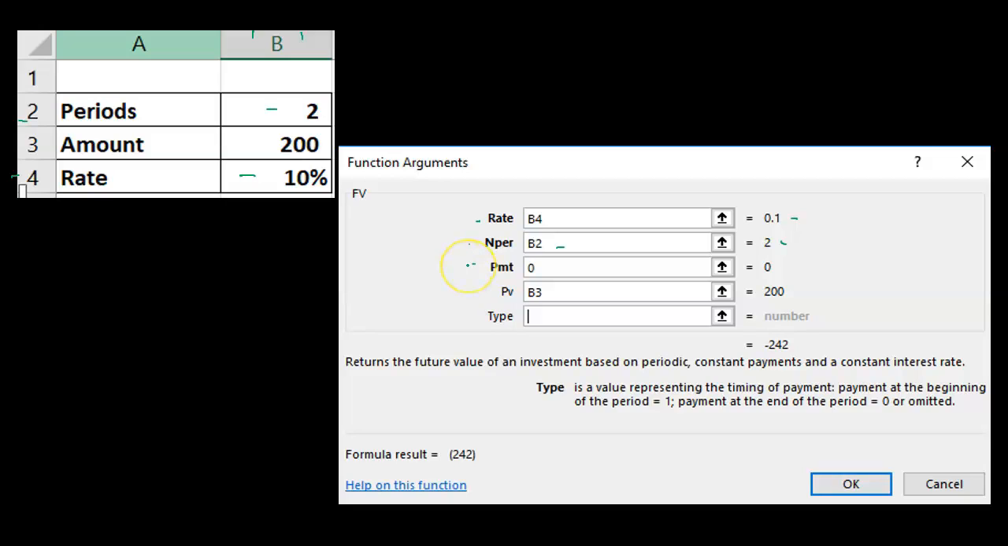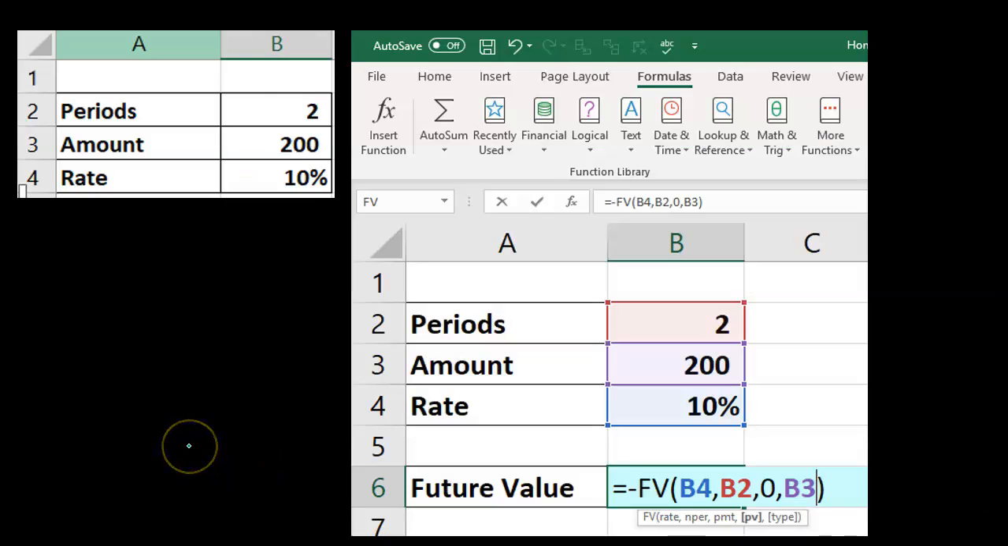So the payment is going to be 0. We would only use that if it was an annuity, if it had a series of payments rather than just one present value payment. And then we have the present value. Notice it's not bolded because it's not going to be used in every kind of calculation. It would not be used if we had an annuity calculation. It will be used in this case because we're using the present value of 1, that being the difference between these two. That's going to give us our answer of 242. So here's our 242 that it would result in through this function.